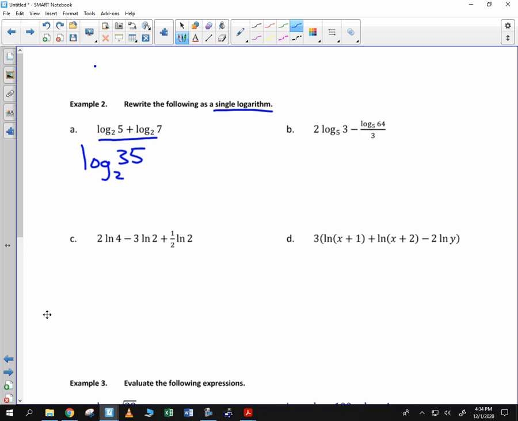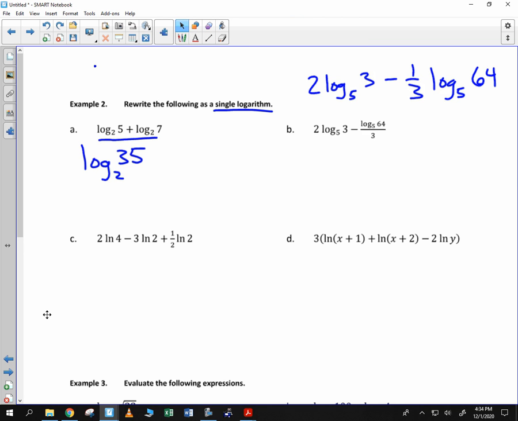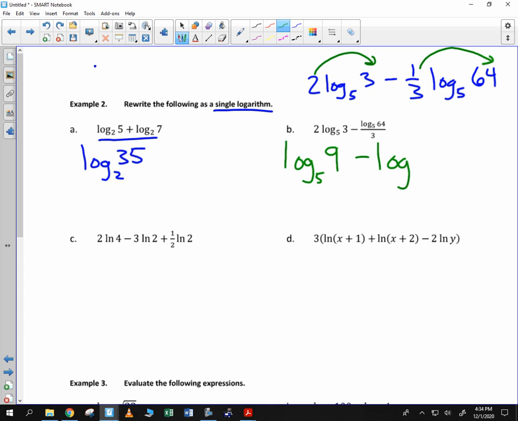This one, I'm going to rewrite it as 2 log base 5 of 3 minus 1/3 log base 5 of 64. So dividing by 3 is the same as multiplying by 1/3. I'm going to bring these up to the exponents. What is 3 squared? It is 9. Minus, what is 64 to the 1/3 power, or the cubed root of 64? It is 4.